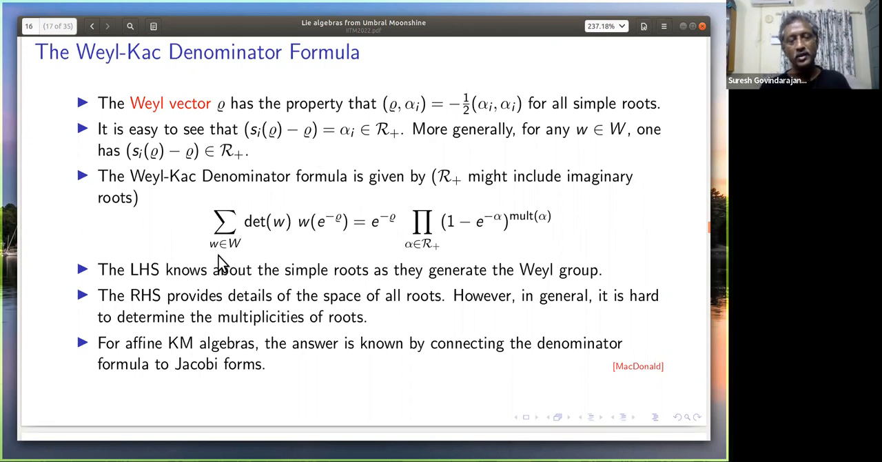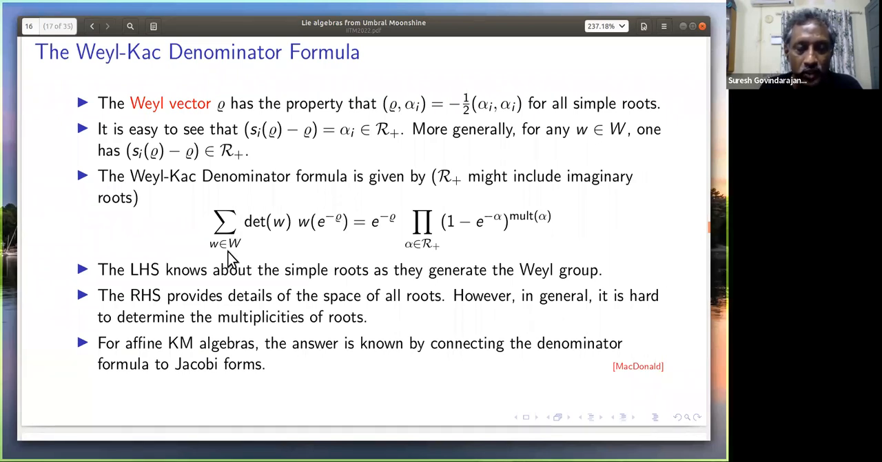It says that the left-hand side is a sum, the right-hand side is a product. Okay, but let's look at the product first. It's over all roots; it knows all about the positive real roots. So it's a product of all of them. And you can have the same root appear with many multiplicities. Again, that may not happen in the simple examples that we have seen, but it can happen in general. So there can be a multiplicity. Okay. And the sum side is just a sum over all Weyl reflections of e to the power minus alpha.